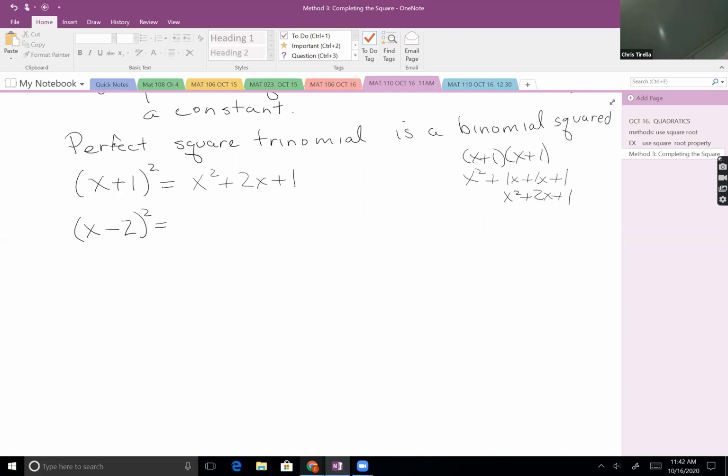Anybody done multiplying yet? Did anybody get x squared minus 4x plus 4? Yes. So let's see what happens when we take x plus 3 and square it.